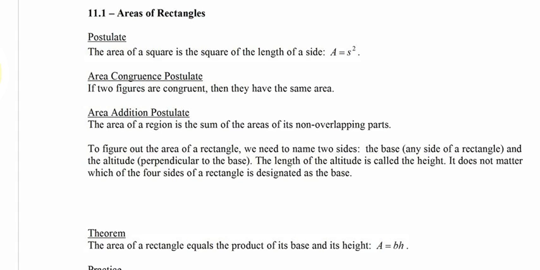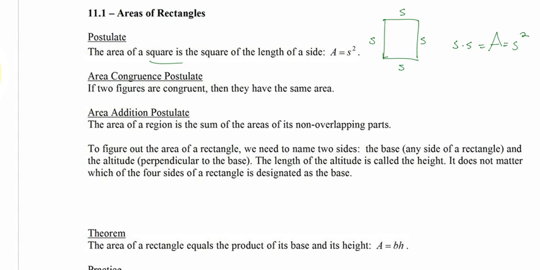Let's see. The first postulate that they discuss in 11.1 is that the area of a square is the square of the length of a side, or A equals side squared. And you've seen this. All the sides of a square are equal, so if you just take one and multiply it by the other, you will get the area, and of course we phrase that as s squared.